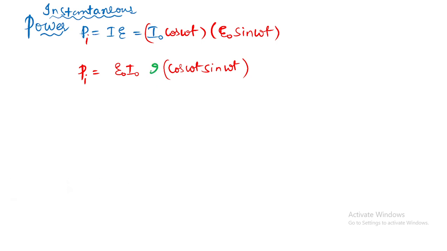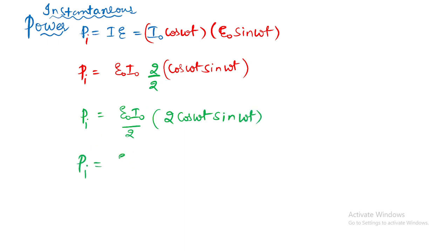Can I multiply and divide by 2 here? So what will it become? P instantaneous is equal to E naught into I naught by 2, and this function will become 2 cos omega t and sine omega t. Am I correct? So the total answer will be P instantaneous equals E naught into I naught divided by 2, into 2 cos omega t sine omega t.